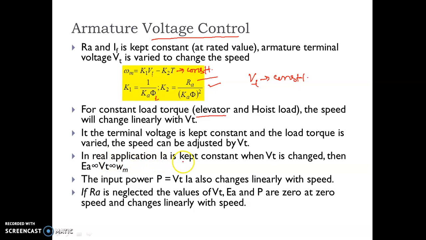In real application, Ia, the armature current, is kept constant. When Vt is changed, then Ea is proportional to Vt and omega m. So this relation will come. The input power P equal to Vt Ia also changes linearly with speed, because it is related with the speed. If Ra is neglected, the values of Vt, Ea and P are 0 at 0 speed.